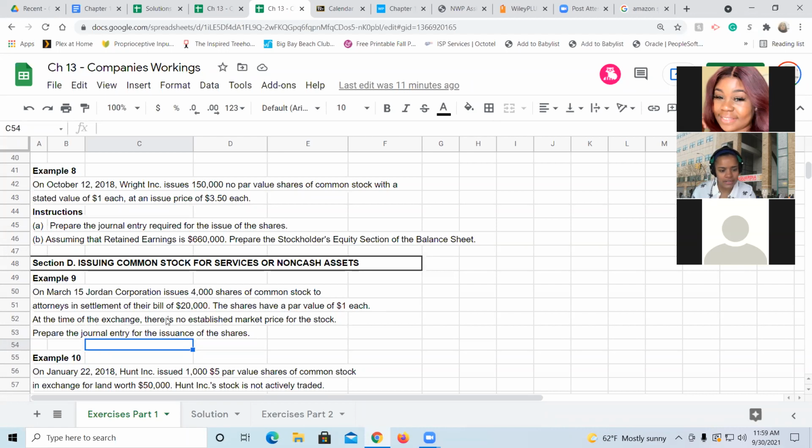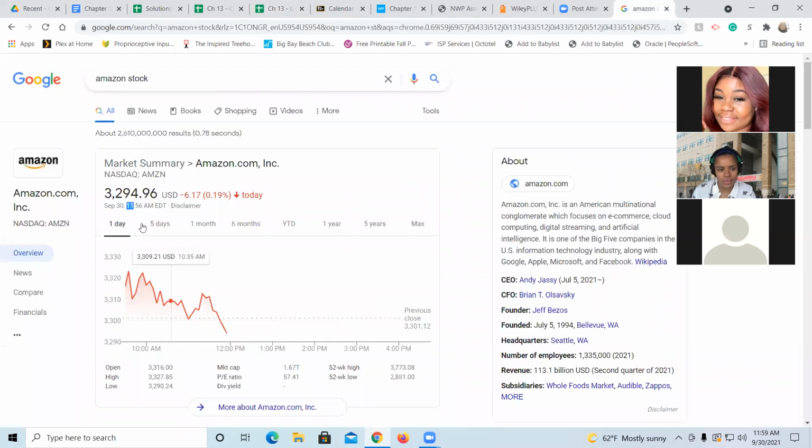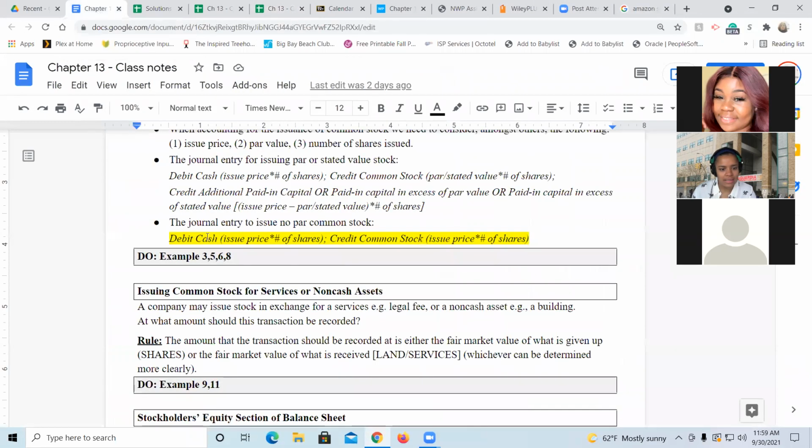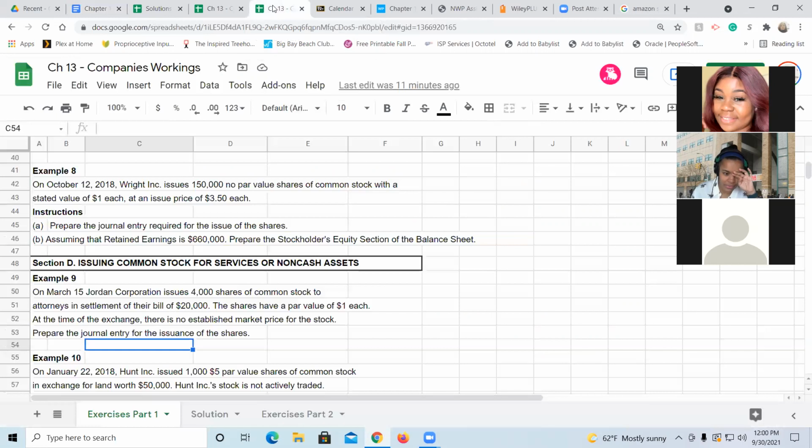At the time of the exchange, there's no established market price for the stock. So unlike what we could do with Amazon, where we just said, okay, there's the market price, they're saying there's no market price for the stock. If you go back to the theory, you know that you either choose the market price of the stock or the market price of the service that you receive. Since there's no market price for the stock, you have to choose the market price of the service that you are receiving to record the transaction at. So specifically $20,000. Prepare the journal entry for the issuance of the shares.